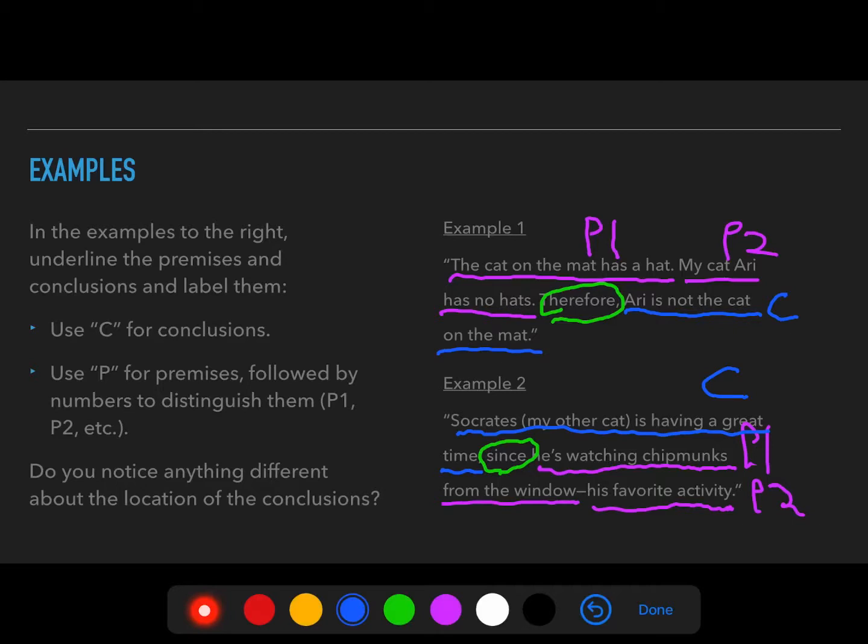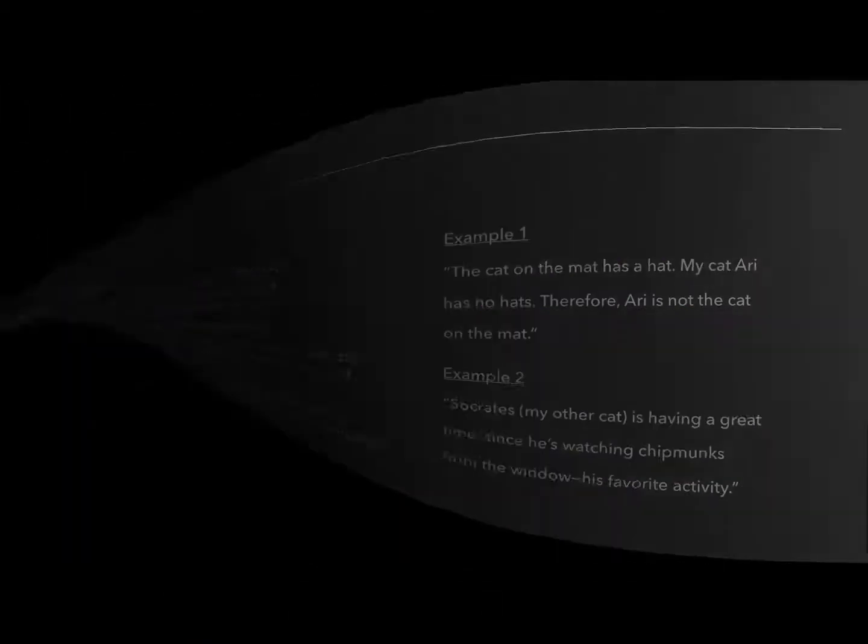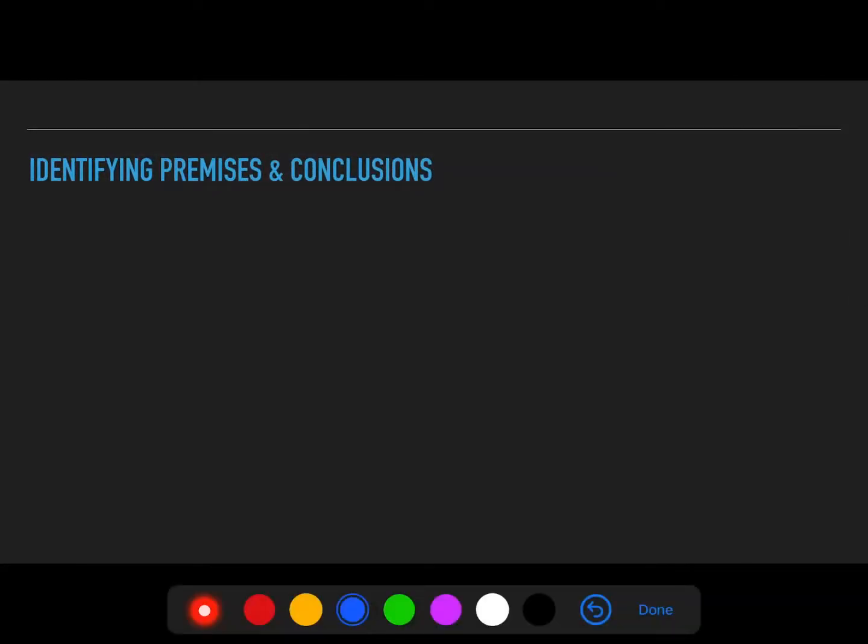The location of the conclusion doesn't have to occur in any particular place. So the location is not an indicator of what's what. You have to think about what are the reasons and what are they trying to show in order to determine what's the premise and what's the conclusion. You can't rely on the location that it occurs in. Okay? So let's think a little bit more about identifying premises and conclusions.